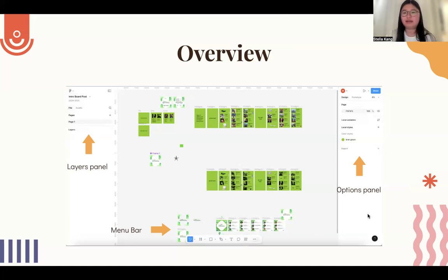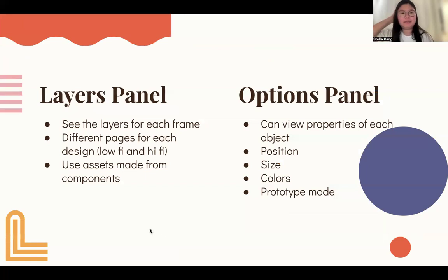So if we have all of that down, of course you can look up tutorials later, but this is just an overview. We'll go a little bit into what each panel is. A layers panel allows you to see layers of each frame, of course. And you can also see different assets from components as well.